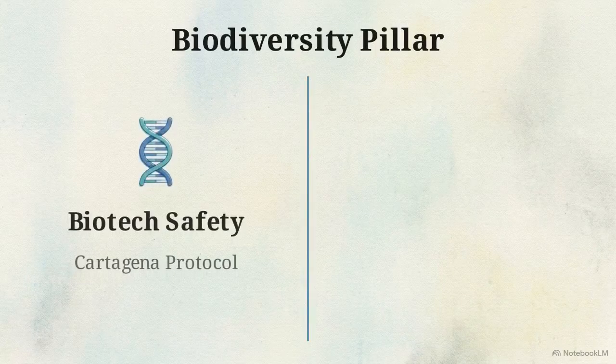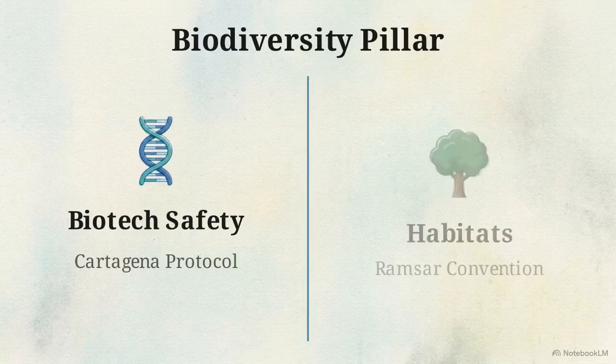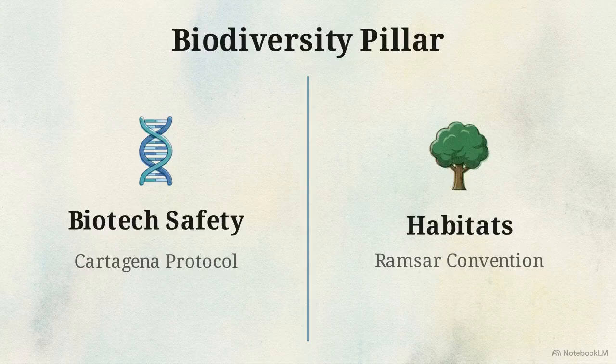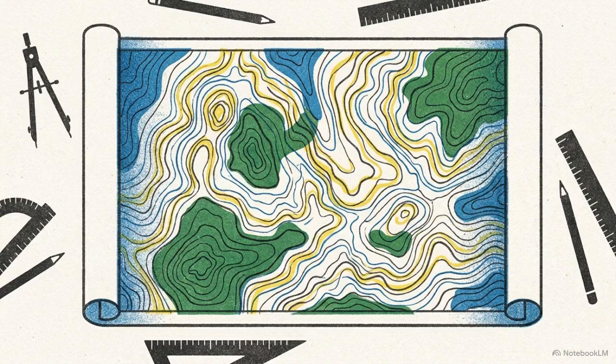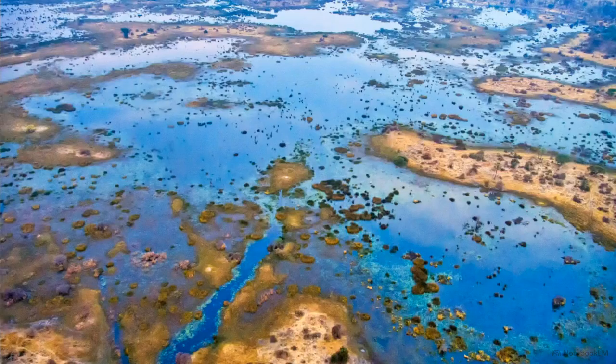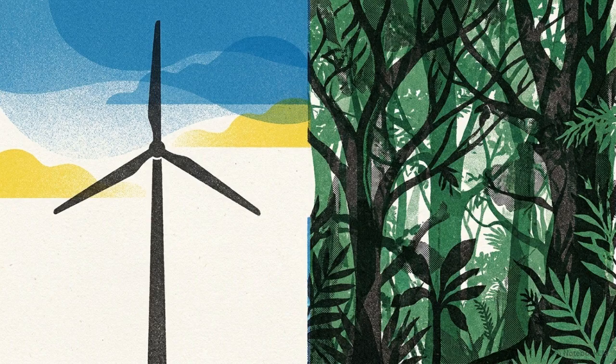While Cartagena manages biological risks, the Ramsar Convention focuses on habitat preservation, providing a framework for the conservation and sustainable use of wetlands. These vast wetland ecosystems are protected as essential waterfowl habitats and vital resources for regional biological diversity. Sustaining these ecosystems requires actively balancing industrial and technological advancement with the preservation of essential natural habitats.